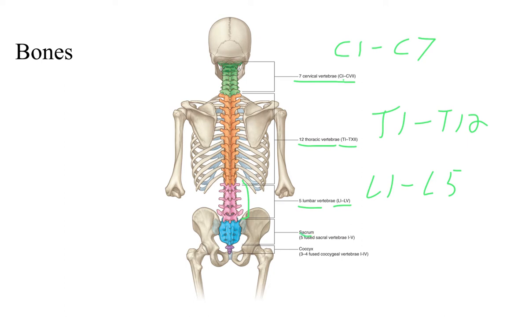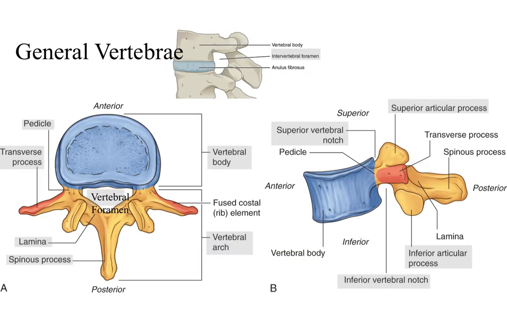We have the sacrum, which is one bone, but it is five fused sacral vertebrae. And while that's not important for the bones themselves, it will become important when we talk about the spinal nerves that are associated with them. And then the coccyx, which is right here, also known as our tailbone, and that's 3 to 4 fused coccygeal vertebrae, 1 through 4.